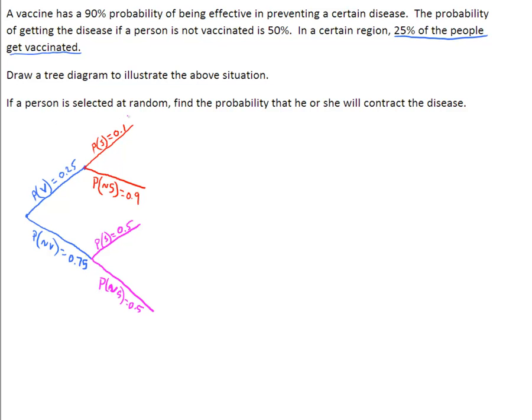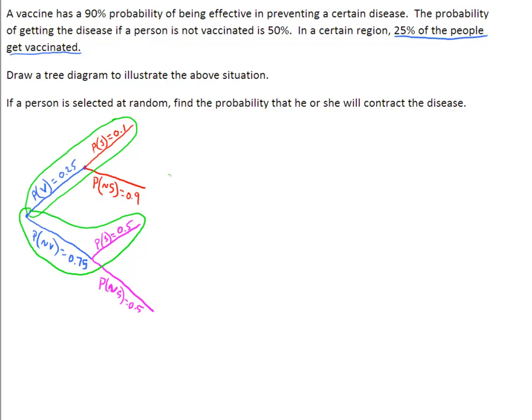If a person is selected at random, find the probability that he or she will contract the disease. So we're looking for the probability of getting sick for either vaccinated or not vaccinated, because we're taking a person at random. So we have two branches to look at. We can look at this series here, get vaccinated but still get sick, or we can look at didn't get vaccinated and got sick. So those are the two branches that we're concerned about.